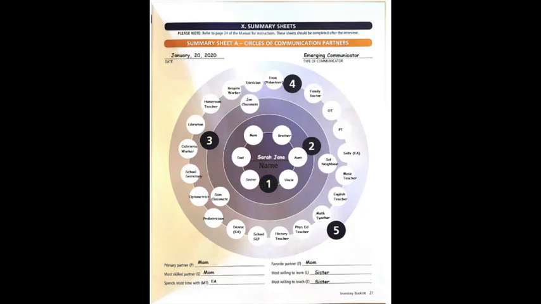Summary Sheet A provides a visual representation of Sarah Jane's circles of communication partners. We see that Sarah Jane has a number of people in Circles 1 and 4, few acquaintances in Circle 3, and 0 people in Circle 2, that is, close friends, or Circle 5, unfamiliar people. We also have information about Sarah Jane's preferred, most skilled, and most frequent communication partners.